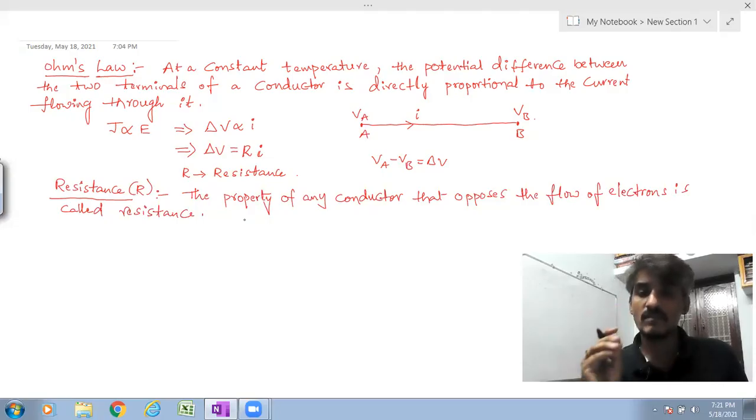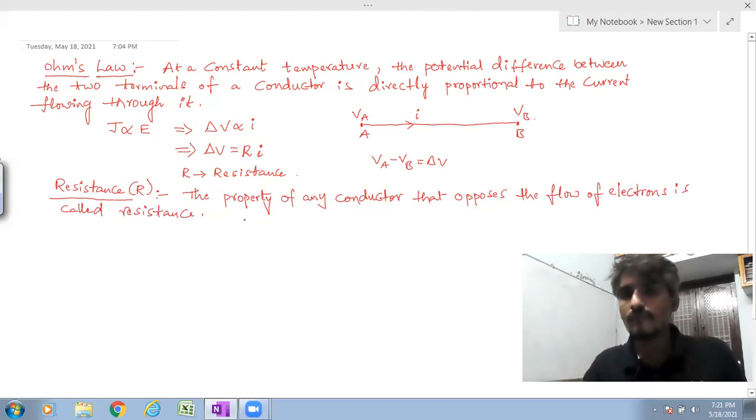At a time, how many members can pass through the door? Maximum 2 people, not more than that, right? Then what does it mean? It means that it is allowing 2 people. It is allowing 2 people through the wire.